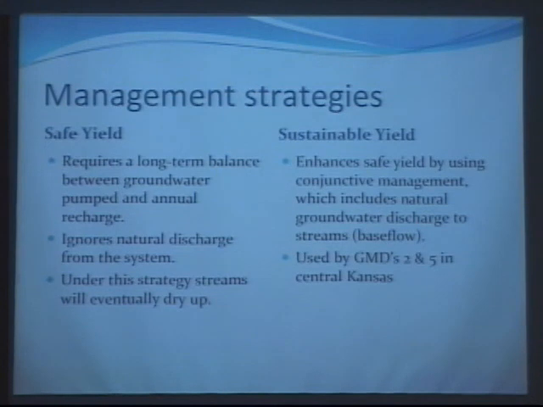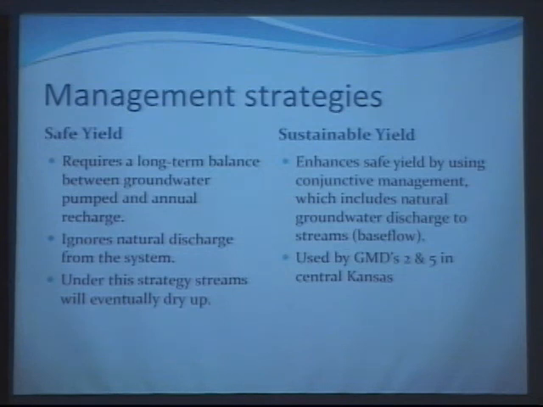Okay, so now we'll talk a little bit about the strategies that they followed. We've talked a little bit about safe yield, or at least mentioned the term safe yield earlier. It was the idea of requiring a long-term balance between groundwater pumped and the annual recharge. However, it ignores the discharge into the stream system. So under this strategy, the streams will eventually dry up, which is largely what's happened.